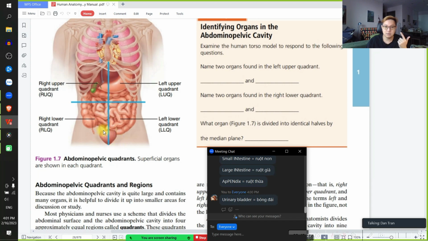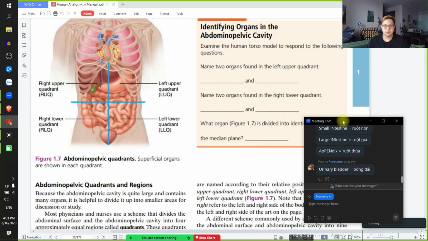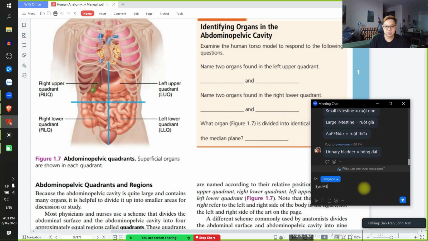Appendix? No. The bladder. It is divided into two equal halves. Yes, the urinary bladder. In fact, the intestine is not symmetrical. So basically the intestine is not symmetrical, okay? It's not symmetrical.